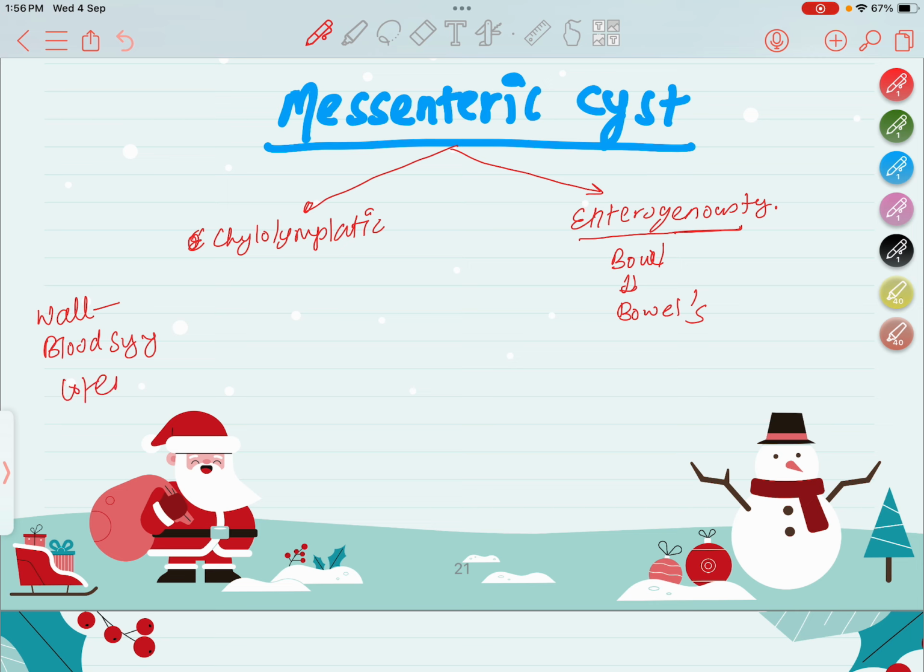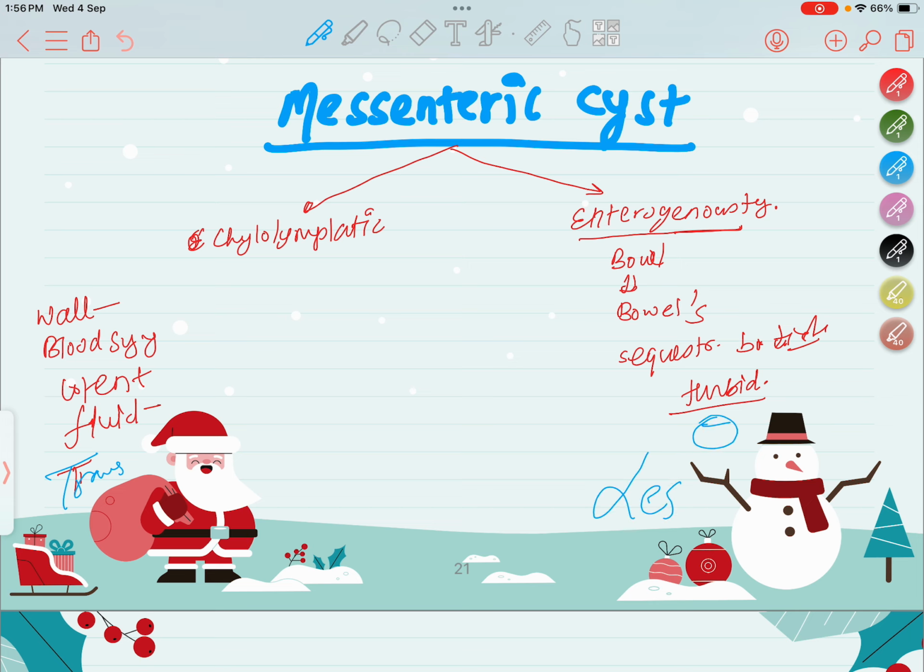The content of this one is the bowel itself, sequestrated bowel tissue, and the fluid inside it is turbid. If it is turbid fluid, then transillumination will obviously become negative. So this one is the less common type.